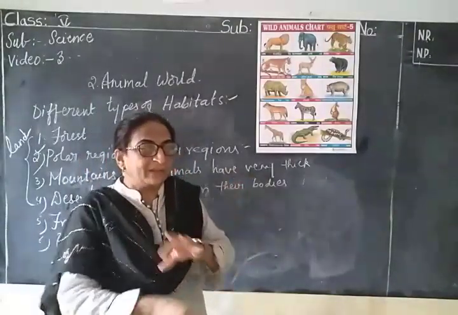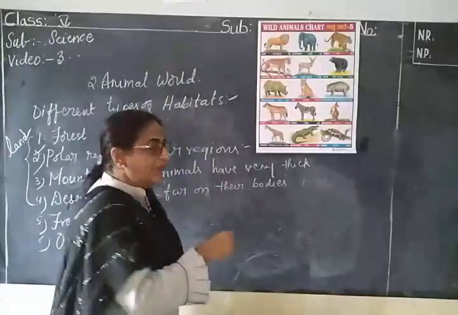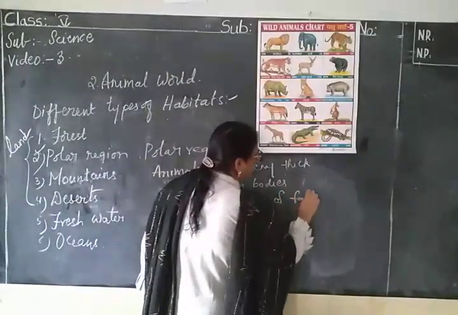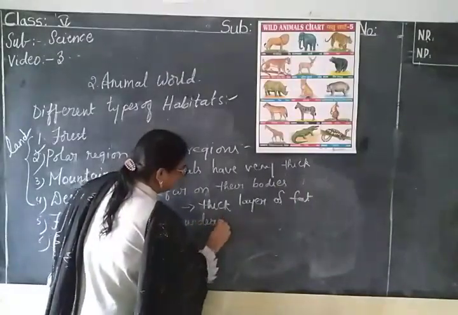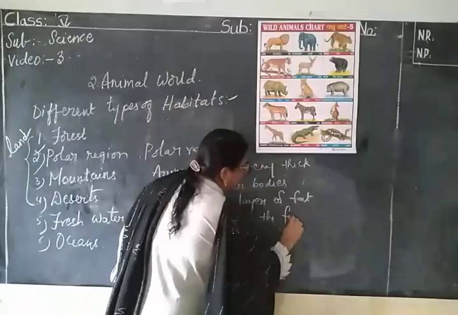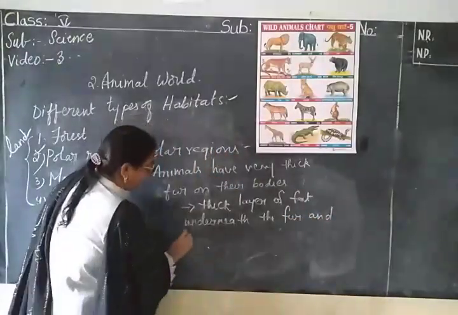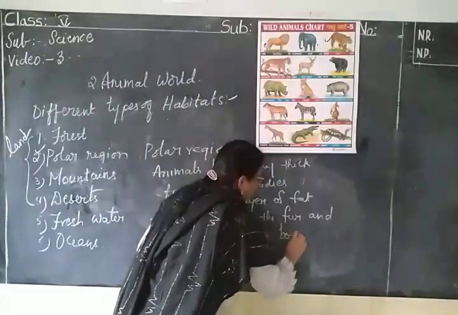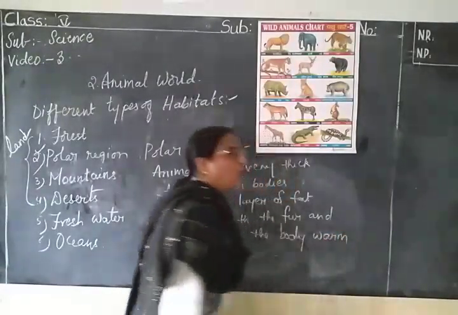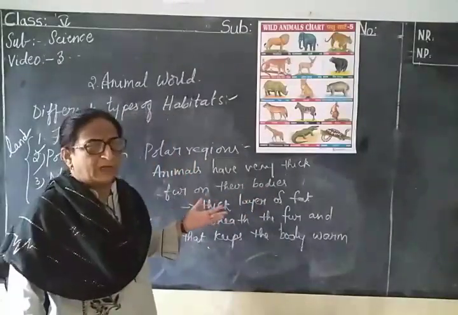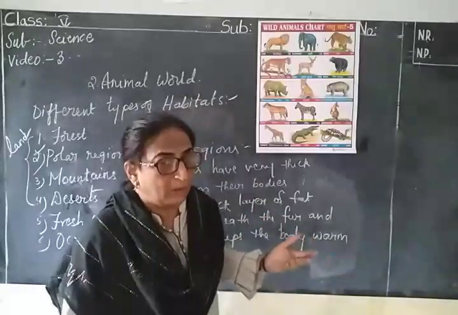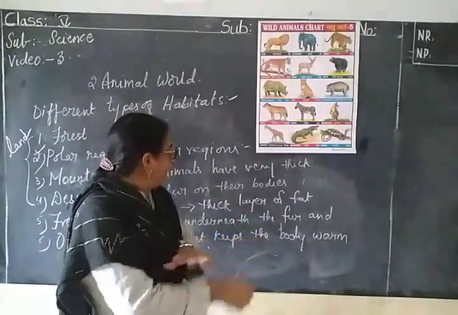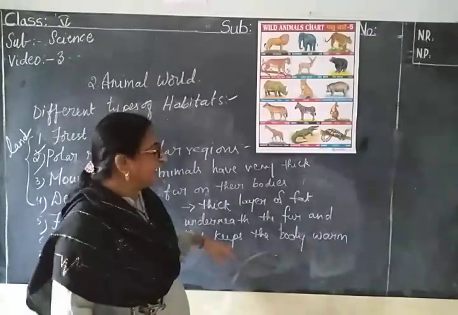And moreover, they have a very thick layer of fat underneath the fur, and that keeps the body warm. Do you understand it? So these are very cold regions, severely cold. So they have to withstand and cope with that cold. So their body is covered with thick fur, and moreover, they have a layer of fat underneath the fur, and that keeps the body warm.